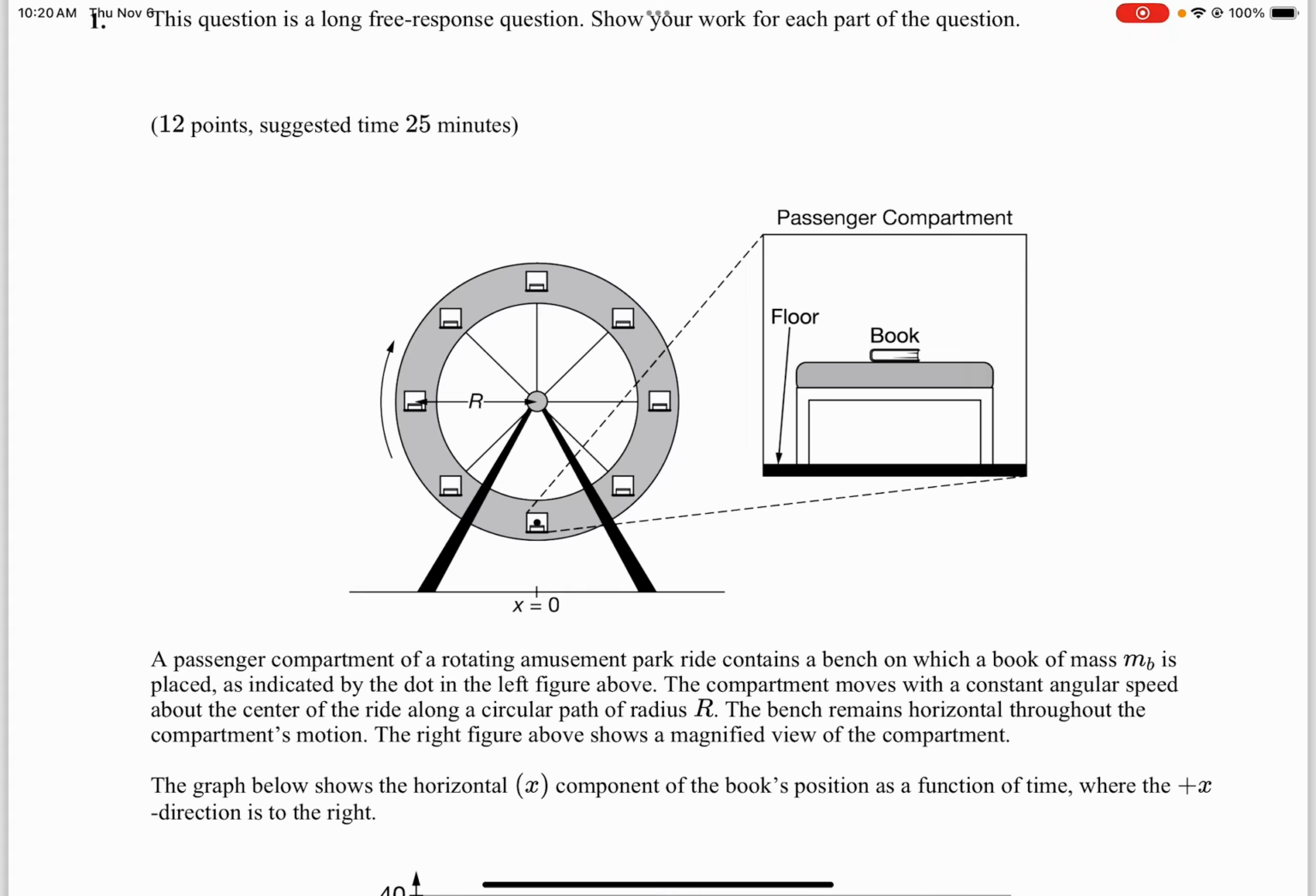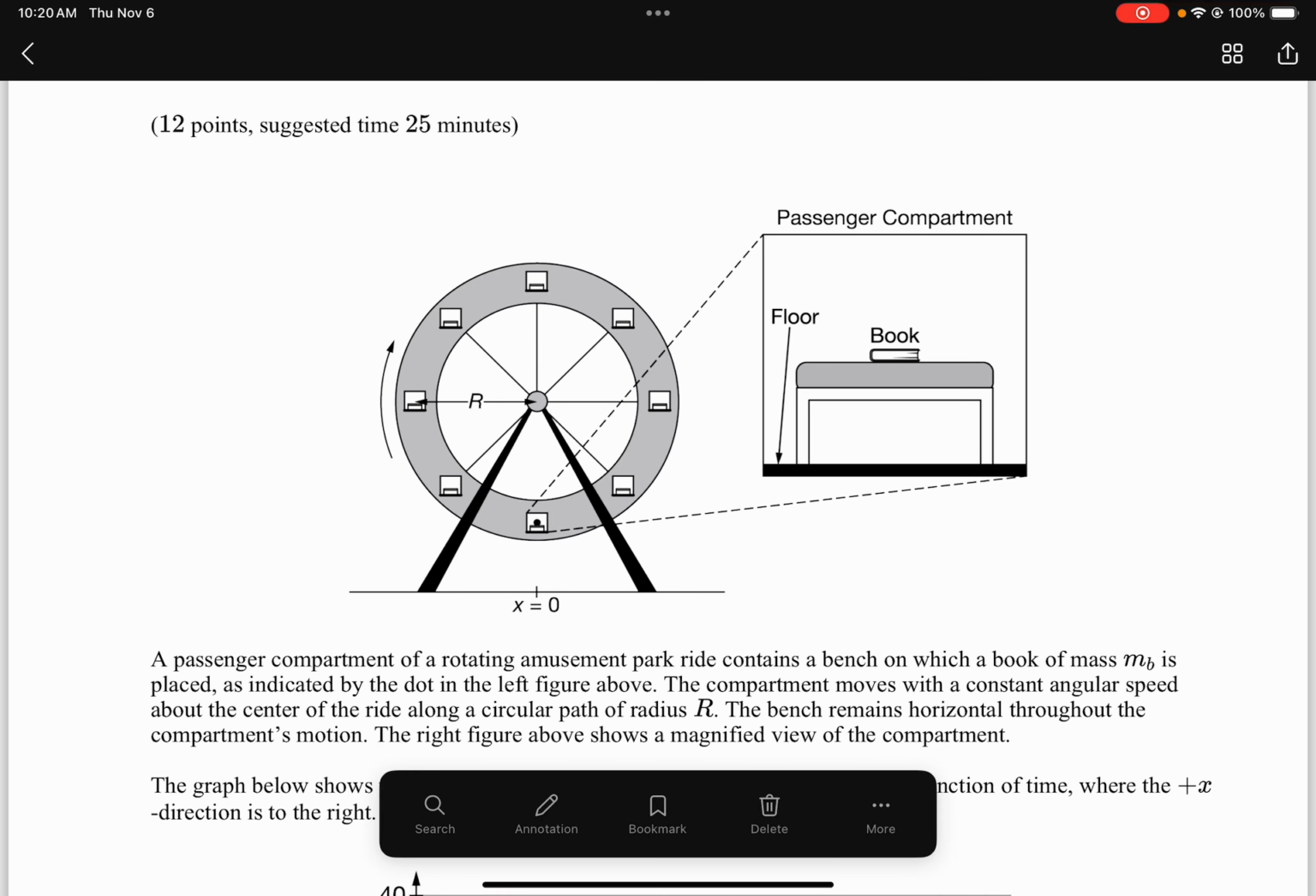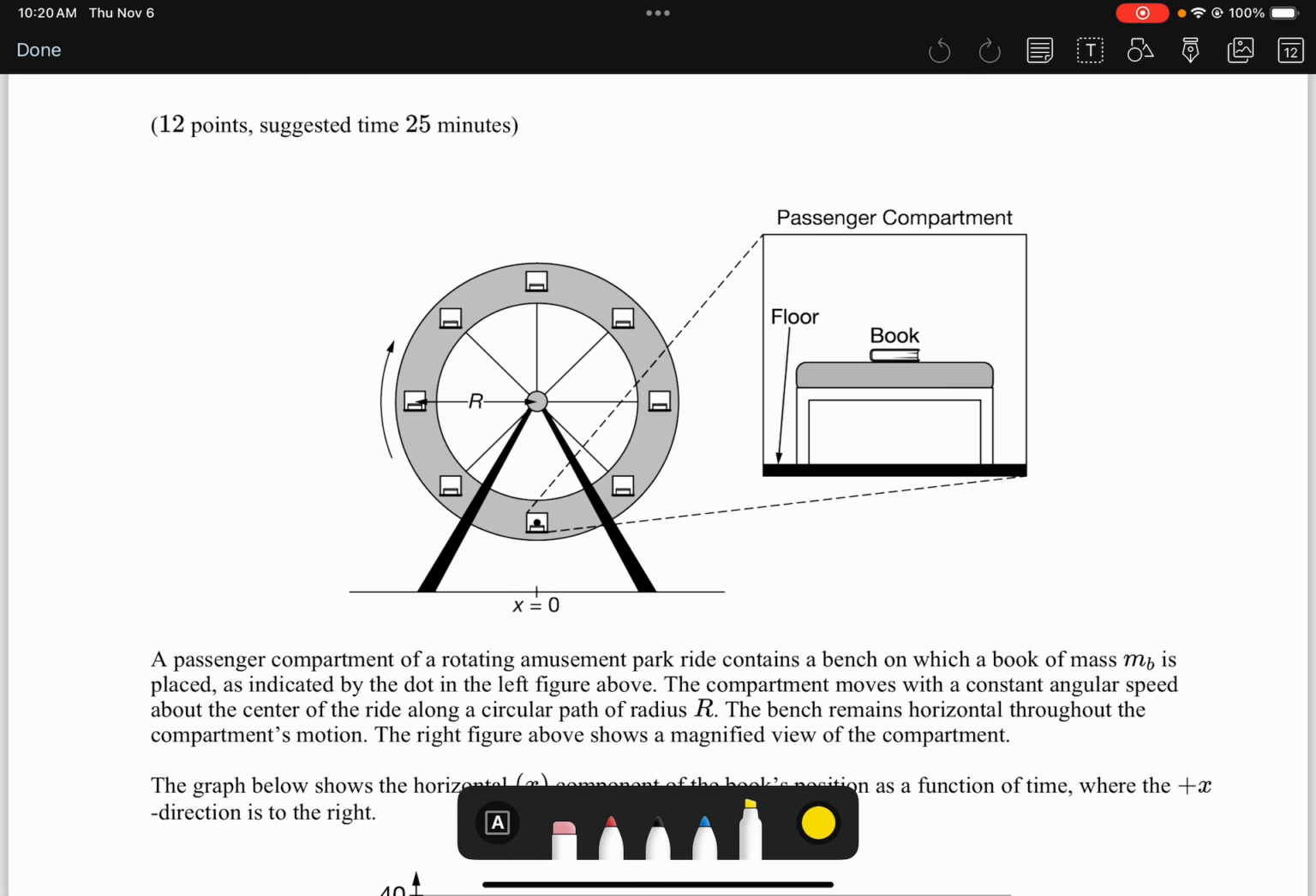with a passenger compartment and it contains a bench on which the block of mass M, MB, is placed. So we know the mass of the block. The compartment moves with a constant angular speed. We have not talked about constant angular speed, but all that means is it is moving at a constant speed in a circular direction. Radius is R.